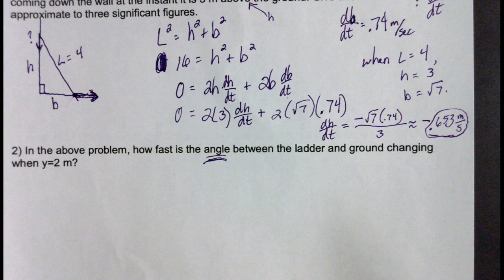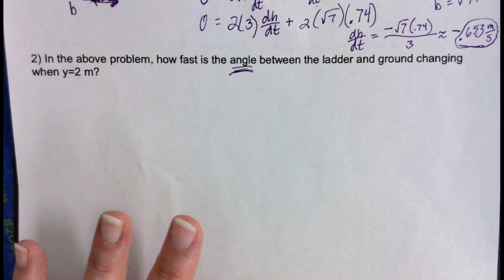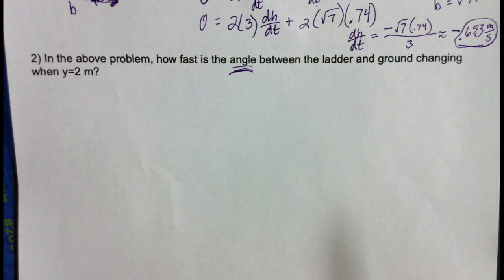In other words, it is the change in the angle between the ladder and the ground. So I'm going to call that theta. Angle Y. It's asking about Y. No, y is the height. Y is 2 meters. I'm going to say that's a vertical distance, and I'm going to call that Y instead of H.